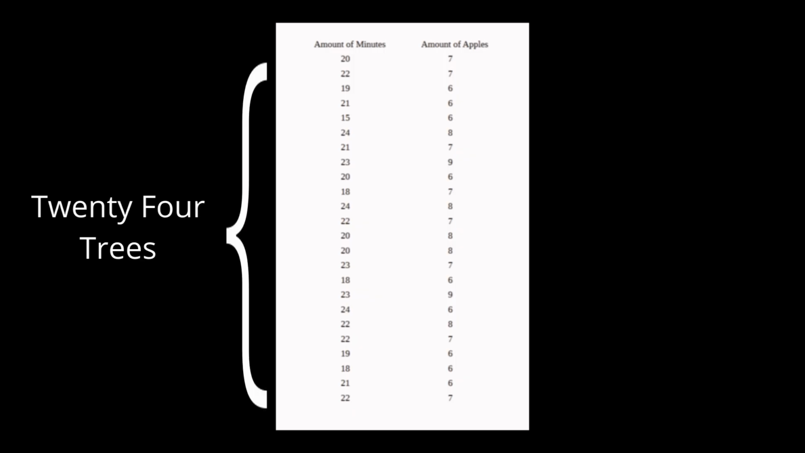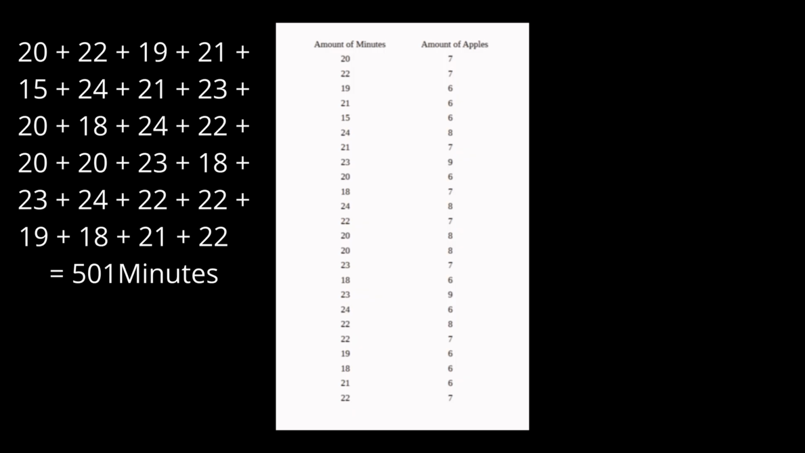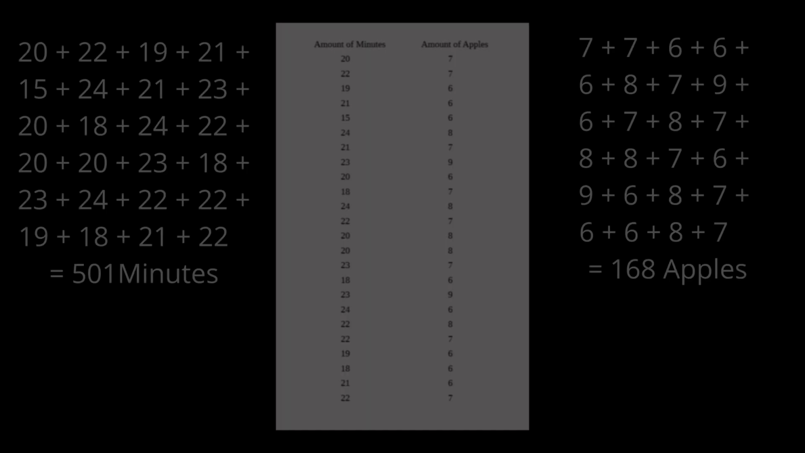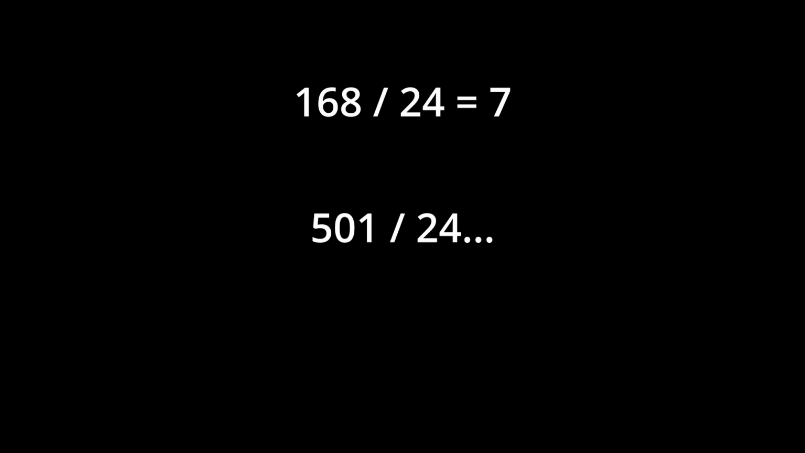I have data on gathering apples from 24 trees, and in total it took me 501 minutes to gather 168 apples. If I divide 168 by 24, I get 7, and if I divide 501 by 24, I get 21.